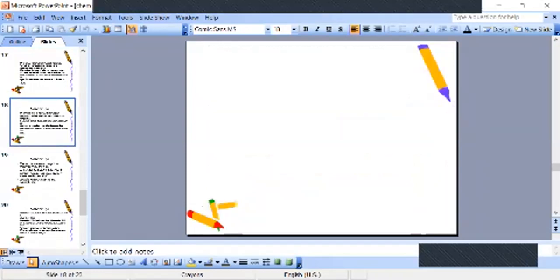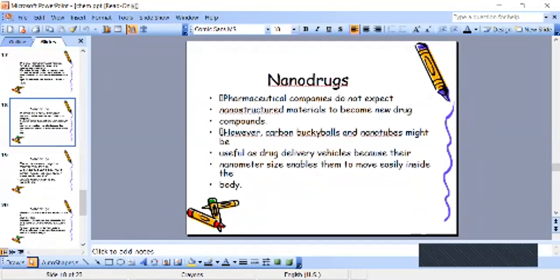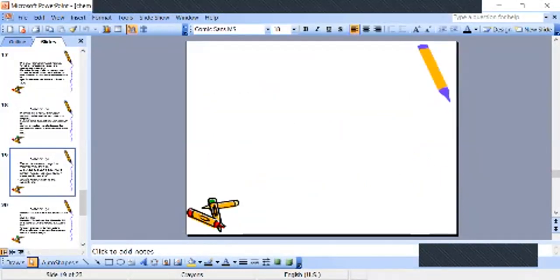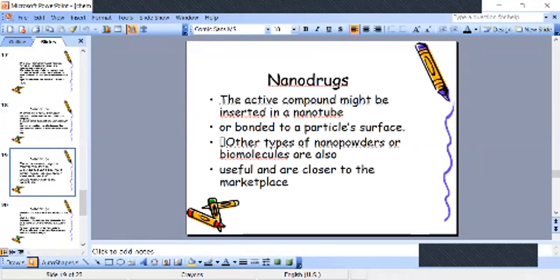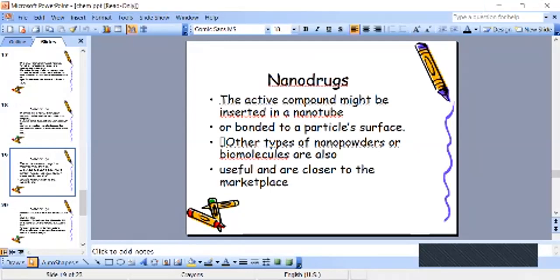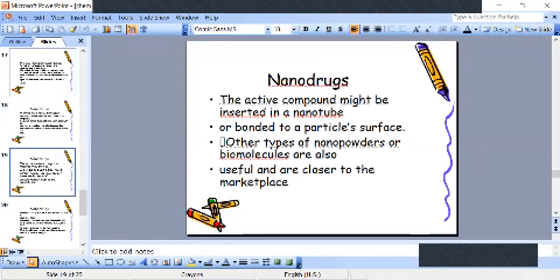Now we are going to discuss what nano drugs actually are. Pharmaceutical companies do not expect nanostructured materials to become new drug compounds. However, carbon balls and nanotubes might be useful as drug delivery vehicles because their nanometer size enables them to move easily inside the body. The active compounds might be inserted in a nanotube or bonded to the particle surface. Other types of nanopowders or biomolecules are also useful and are closer to market.